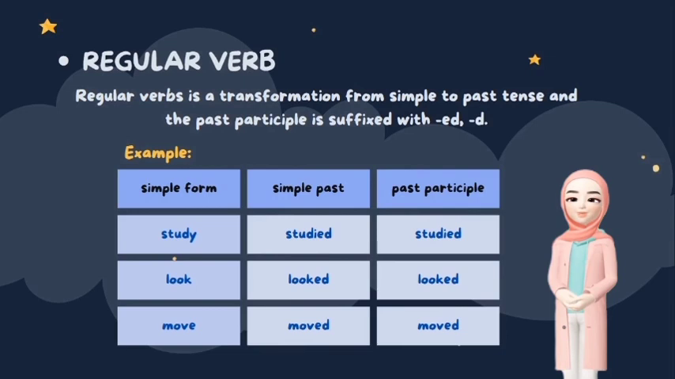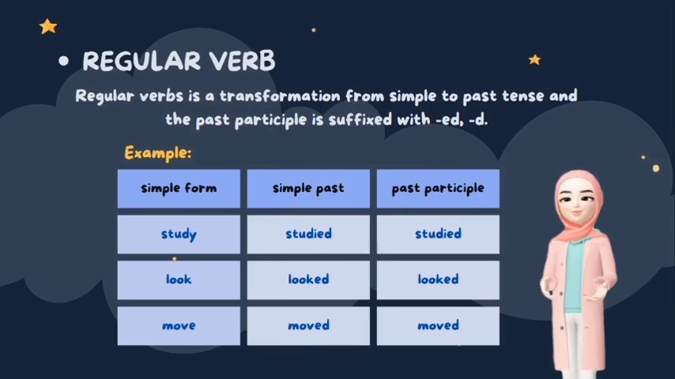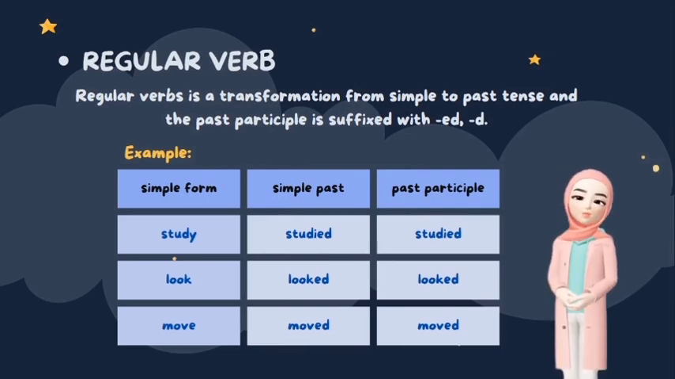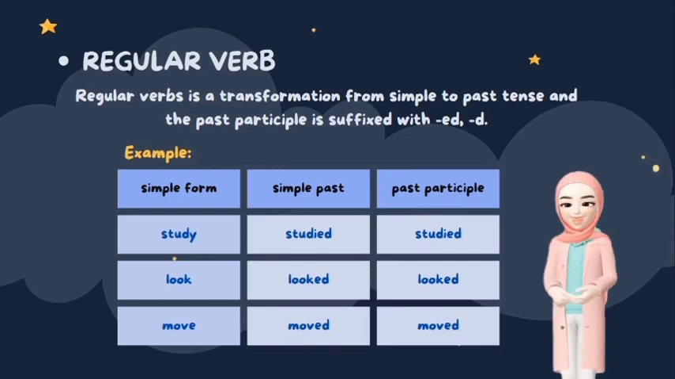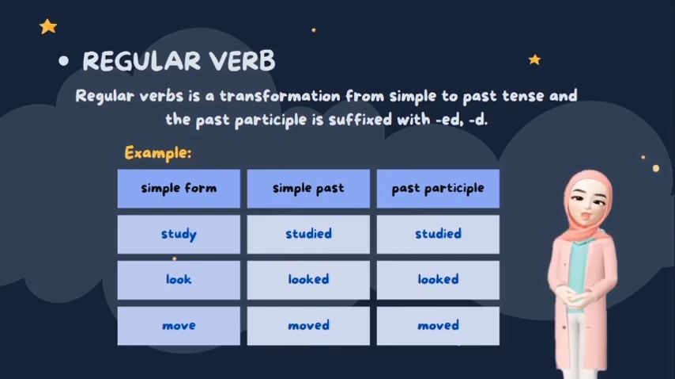Then, regular verb. What is a regular verb? Why can you say the verb is regular? Because when the verb changes from simple to past, or verb 2, and also past participle, or verb 3, we only need to add the suffix ed behind it. So that's why we say the verbs are regular. For example, the simple form or verb 1 is study. The simple past and also the past participle are studied. So we just add the ed suffix behind it.